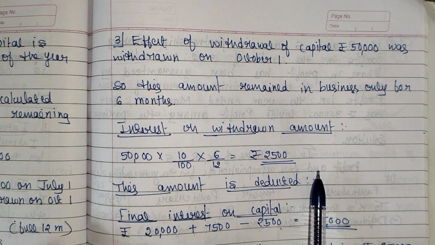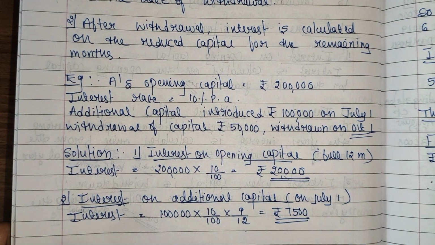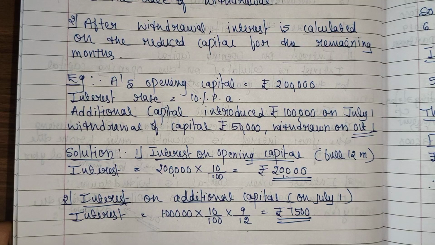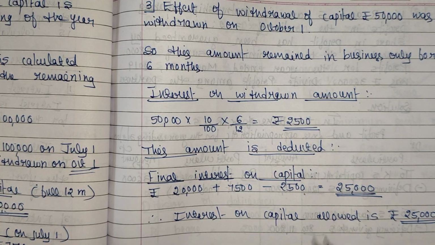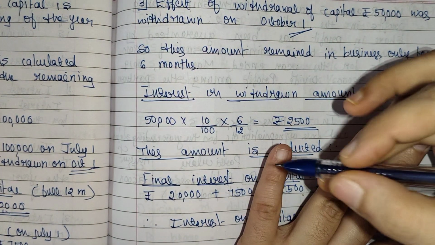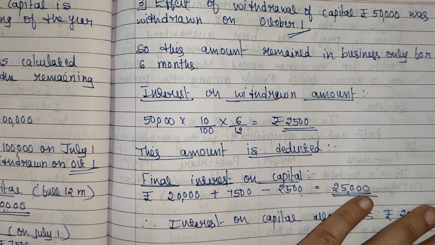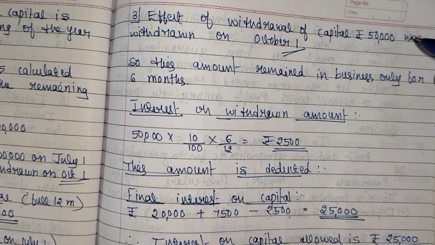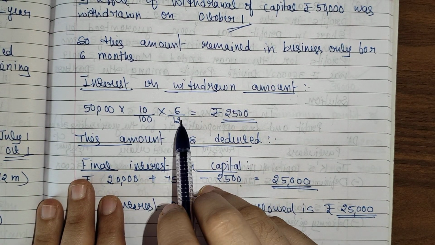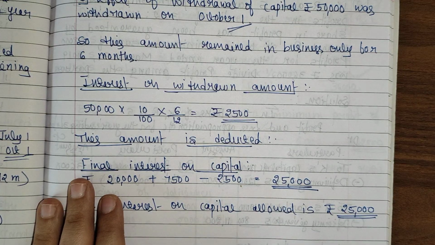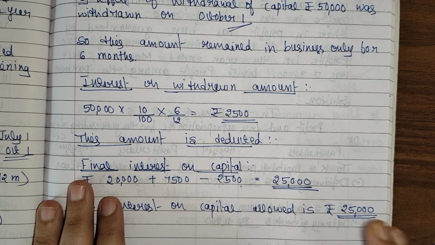Now the effect of withdrawal of capital. See, withdrawal of capital rupees 50,000 on October 1st. Here don't get confused. Clear? Calculate the interest very carefully. This amount remained in the business only for 6 months, means till October 1st. So April, May, June, July, August, September, only 6 months. So calculate the interest only for 6 months: 50,000 into 10% into time, 6 divided by 12, that equals rupees 2,500. Clear? In this way we need to calculate the interest.